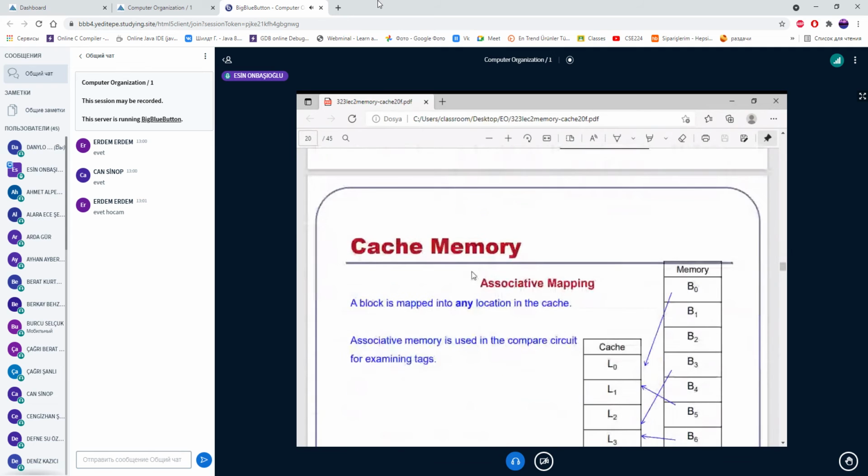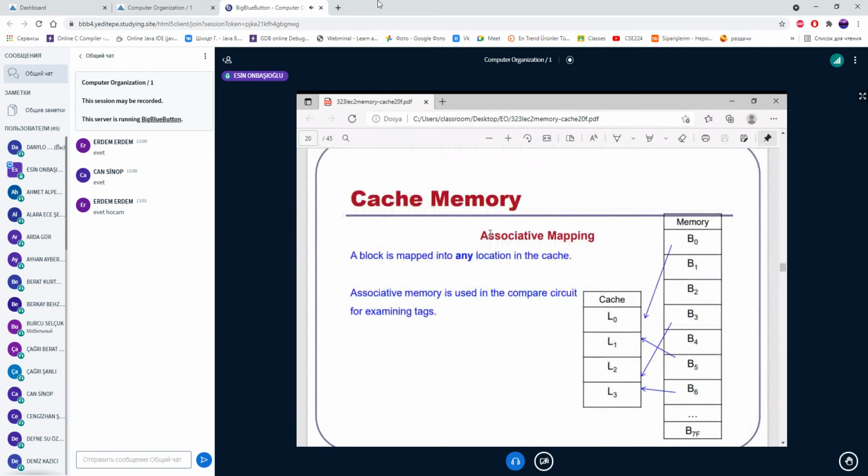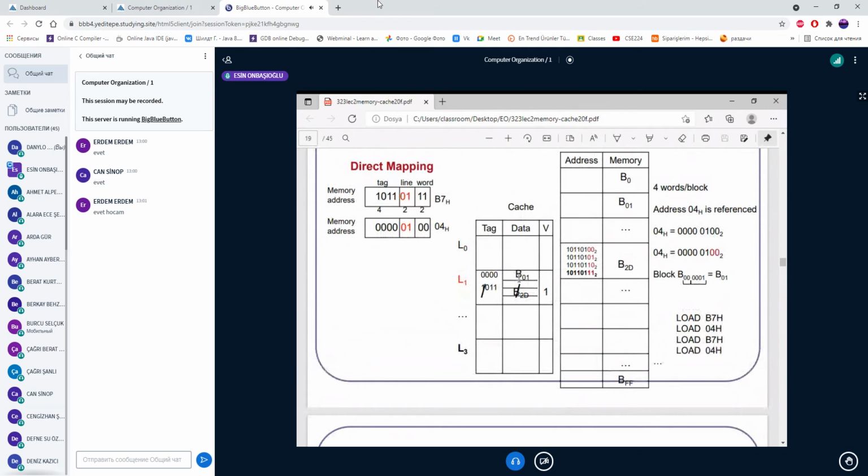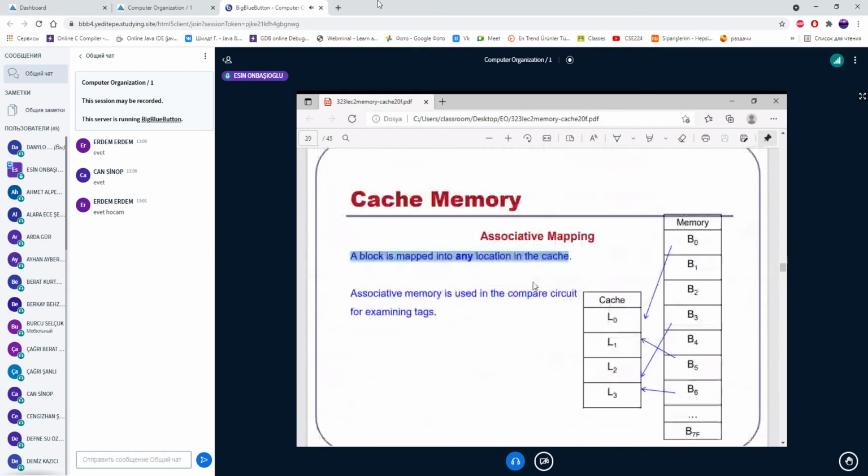So that is possible in associative mapping, the second type of mapping strategy in cache organization. Here, in associative mapping, a block is mapped into any location in the cache. So you remember, in direct mapping, each block has a specific location in the cache. It cannot be mapped to anywhere else. But in associative mapping, any block can be mapped to anywhere in the cache.